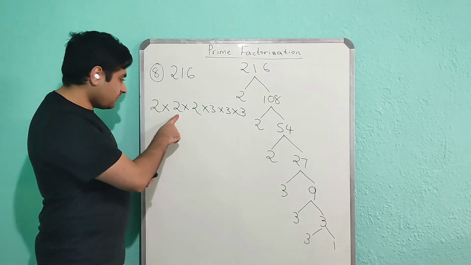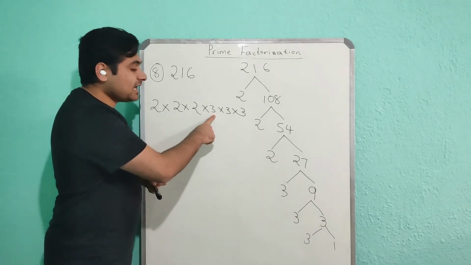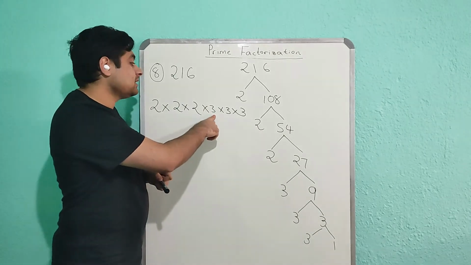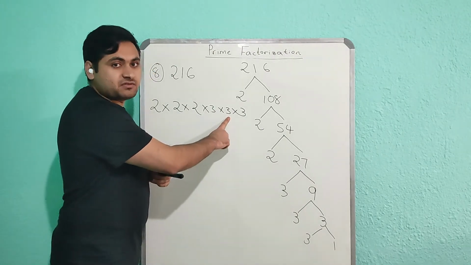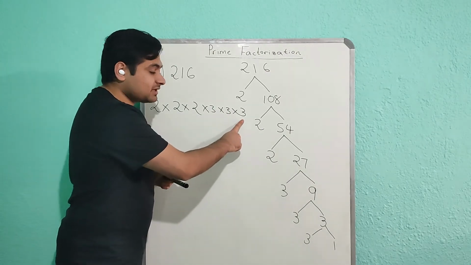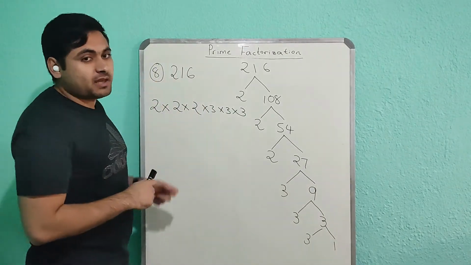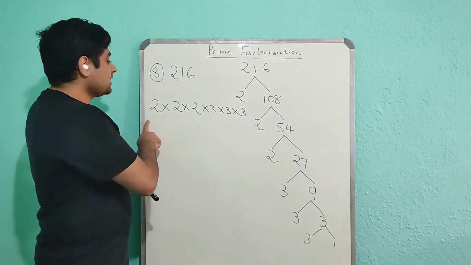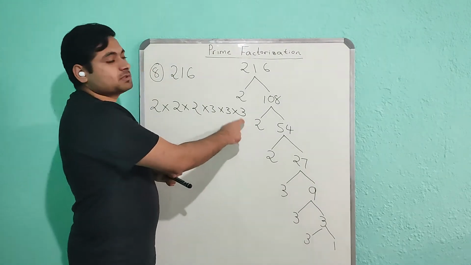That gives us a 4. What is 4 times 2? That gives us an 8. What is 8 times 3? That gives us a 24. 24 times 3 is 72. And 72 times 3 is 216. Hence, we can see that we got our question back. Therefore, our final answer is 2 times 2 times 2 times 3 times 3 times 3.